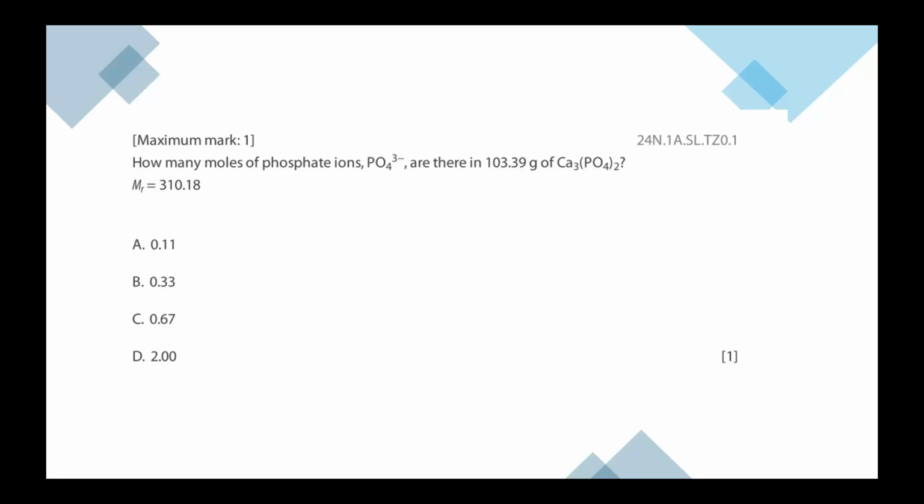So let's have a look. What are the key parts of this question? The information we've been given is that for calcium phosphate, you have 103.39 grams, and they've given you the molar mass. It's a multiple choice question. They don't want you to spend forever calculating the molar mass. They're just giving that to you. But we need to be aware that we're looking for the moles of the phosphate, not the calcium phosphate altogether. And in that, we have this little 2 down here, which means in every mole of calcium phosphate, there are going to be 2 moles of phosphate. So let's see what that means for us.